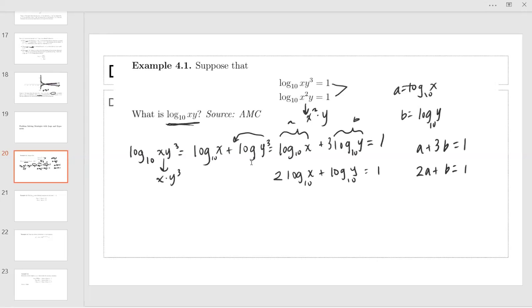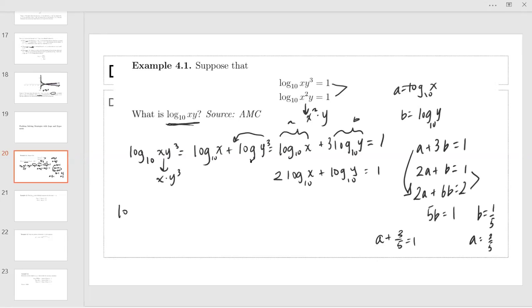Now we can solve this system of linear equations. We can multiply the top equation by 2 to get 2a plus 6b is equal to 2. Then we can subtract these to get 5b, because 6b minus b is 5b, equal to 1. So b is equal to 1/5. Plugging this back into the first equation, we have a plus 3b, which is 3/5, is equal to 1. So a is equal to 2/5.